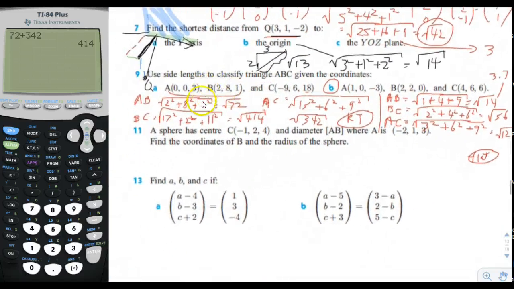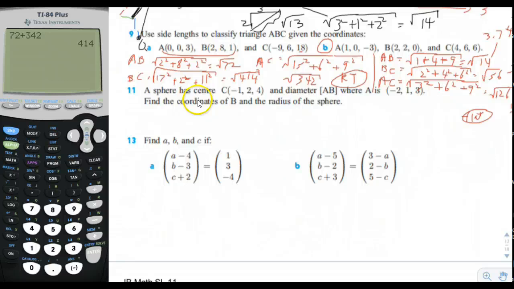Okay, moving on to 11. A sphere has a center at -1, 2, 4, and the diameter AB, where A is -2, 1, 3. Find the coordinates of B and the radius of the sphere. Okay, so basically what they're saying is the center is at -1, 2, 4.